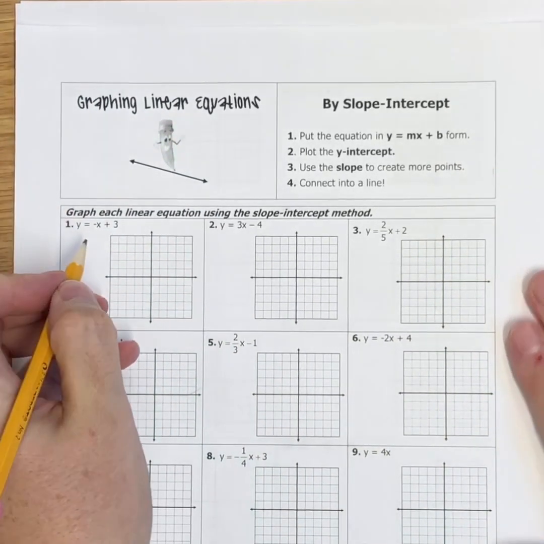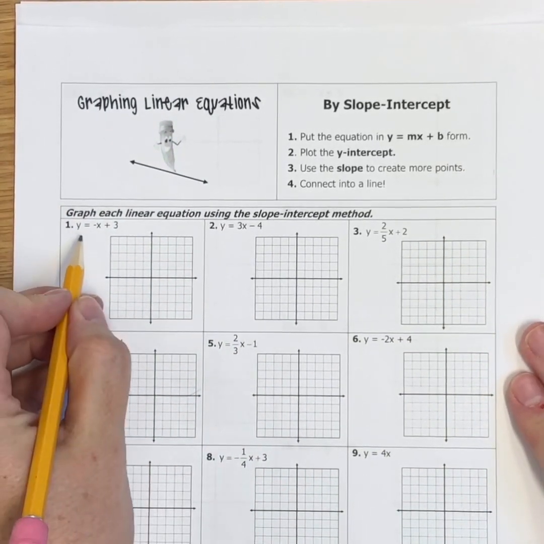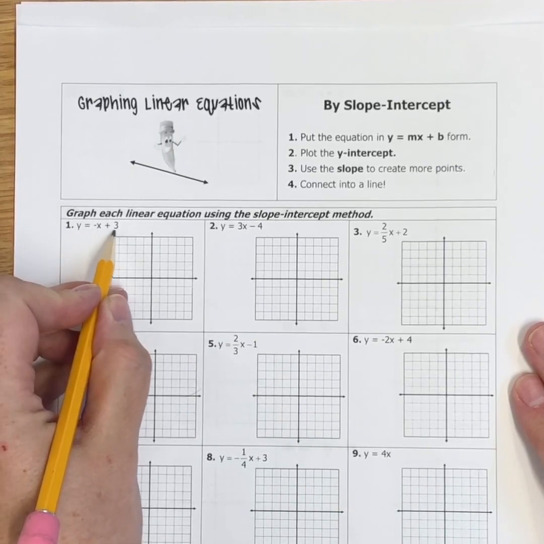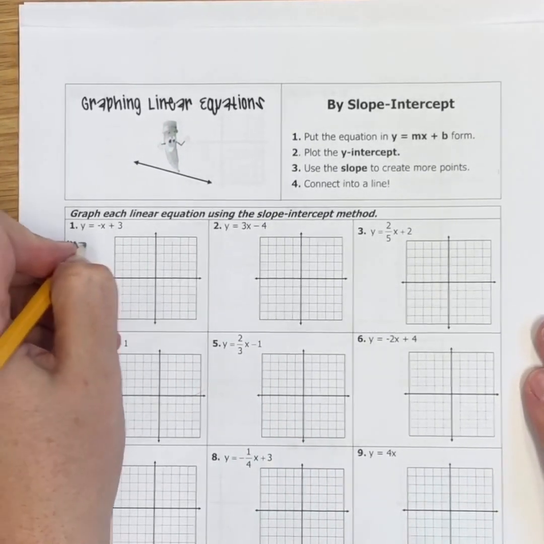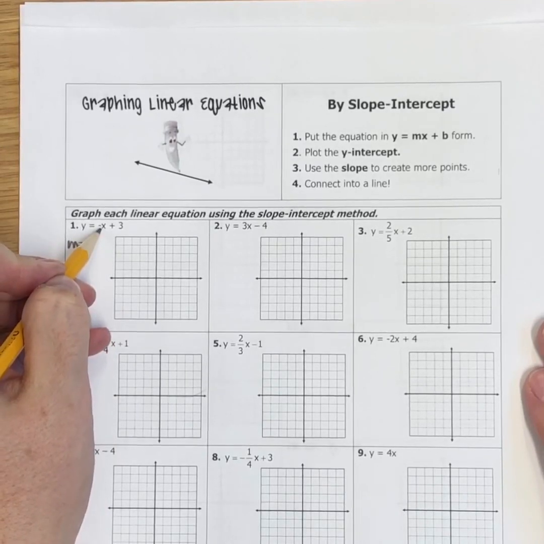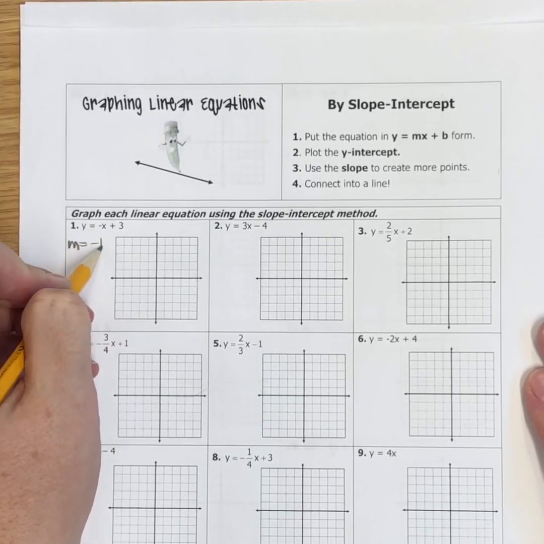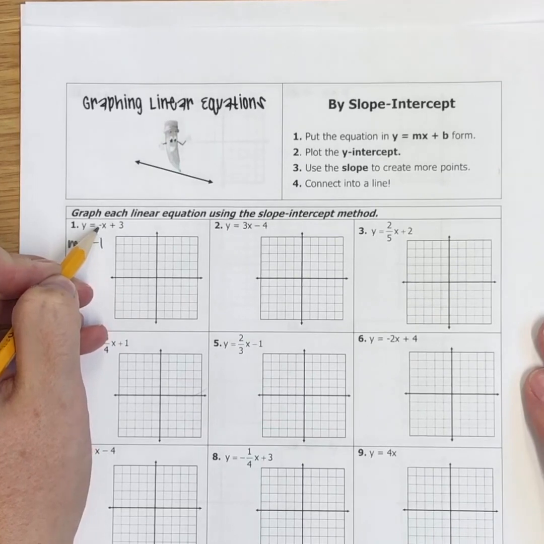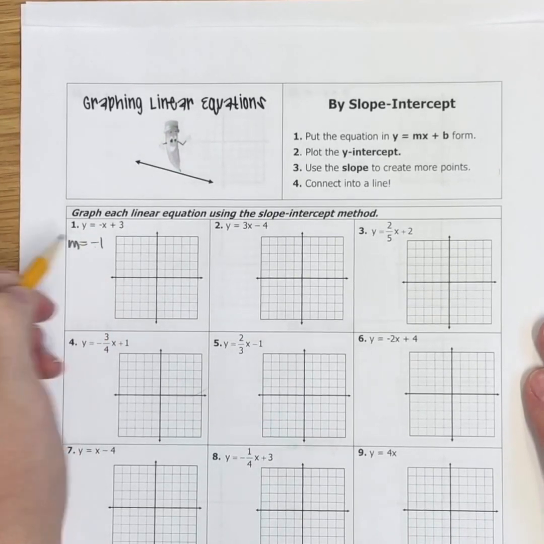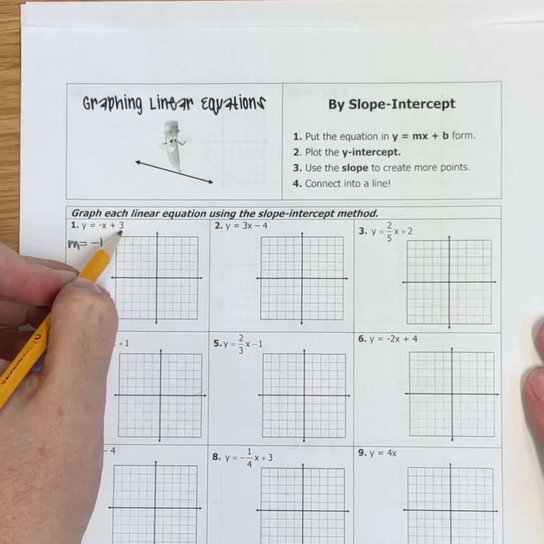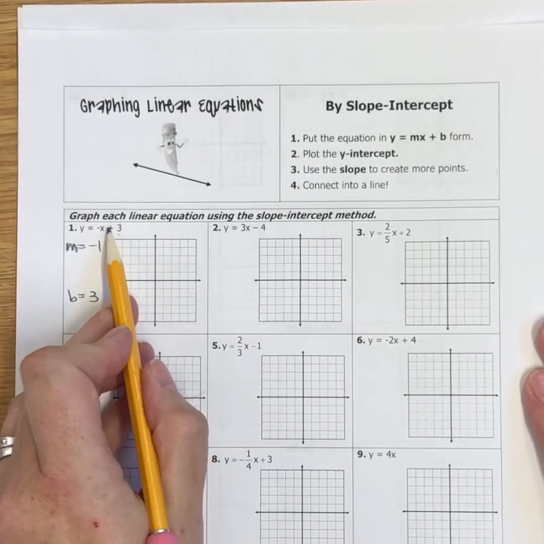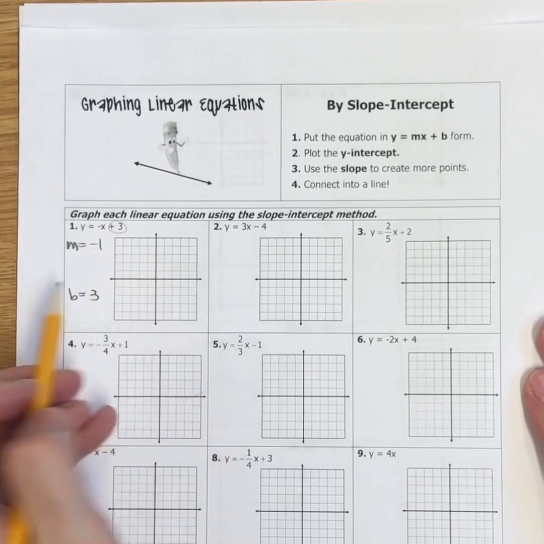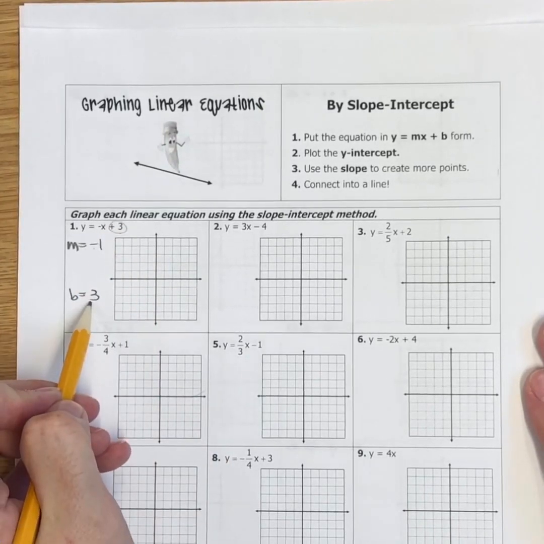So what I mean by that is, for example, in number 1, y equals negative x plus 3, you recognize that the slope, or the m, which is always the coefficient of the x, is negative 1. And we know that because there's a 1 in front of the x that's not written. And so that's where the negative 1 comes from. And the b, or the y-intercept, is going to be 3, because that's the term that doesn't have the x, and it's a positive 3, so that's how we know it's 3.